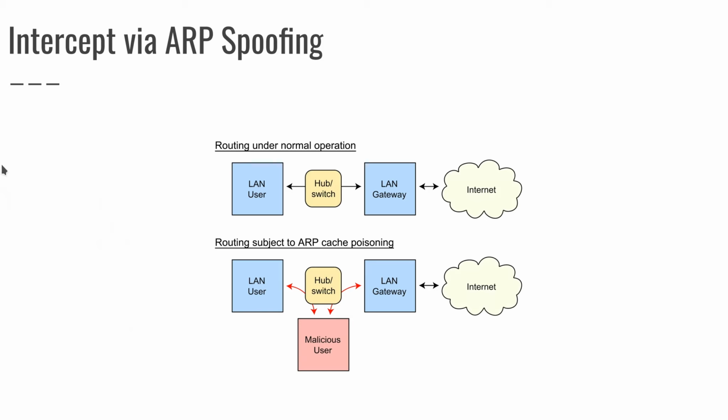Now, what is ARP spoofing? Well, if I'm in a local area network, ARP spoofing means I guide all traffic of a user to the internet over my laptop. How can I do that? Well, a user has a default gateway that he uses to talk to the internet.